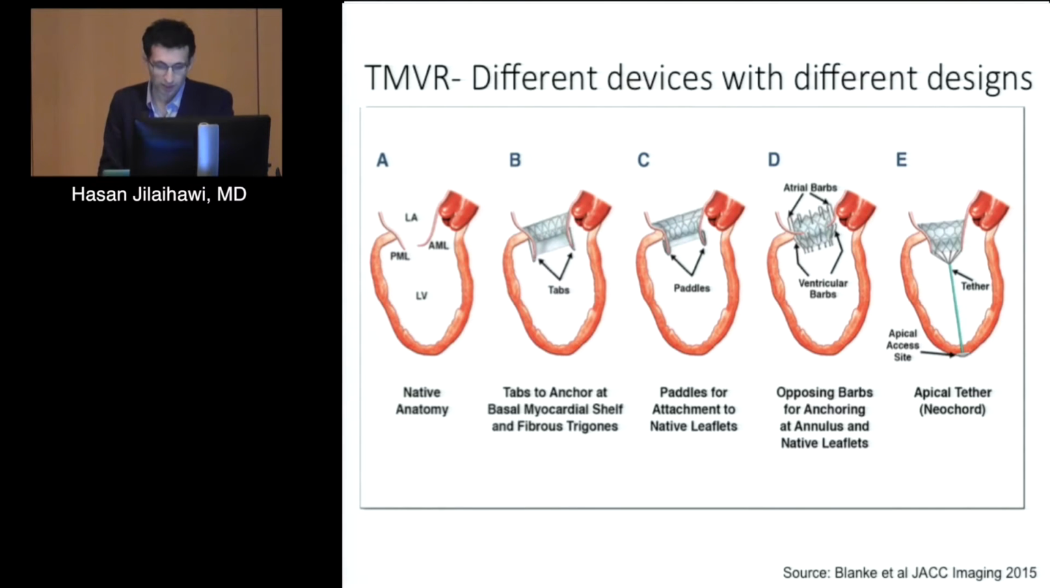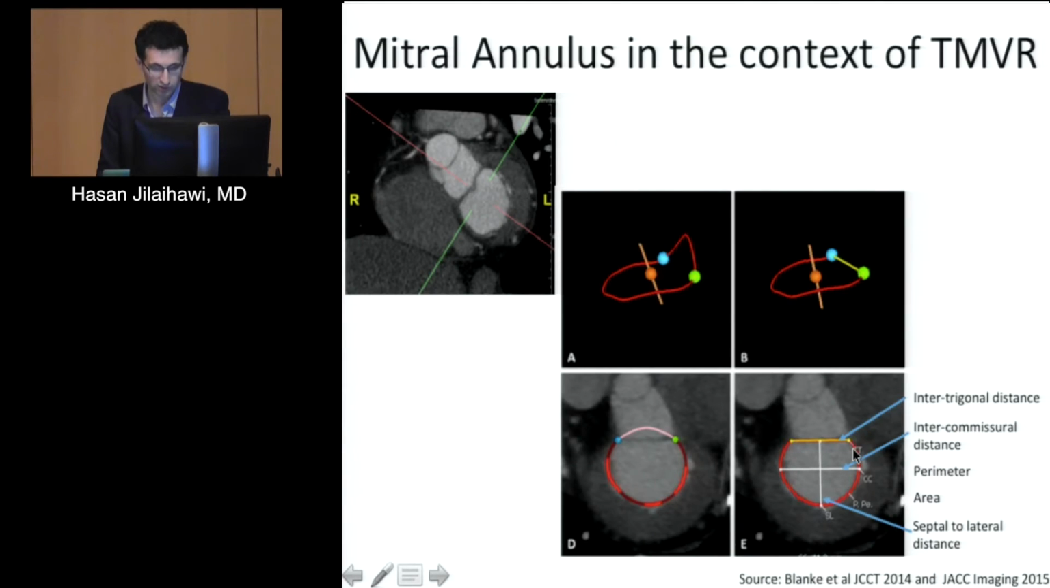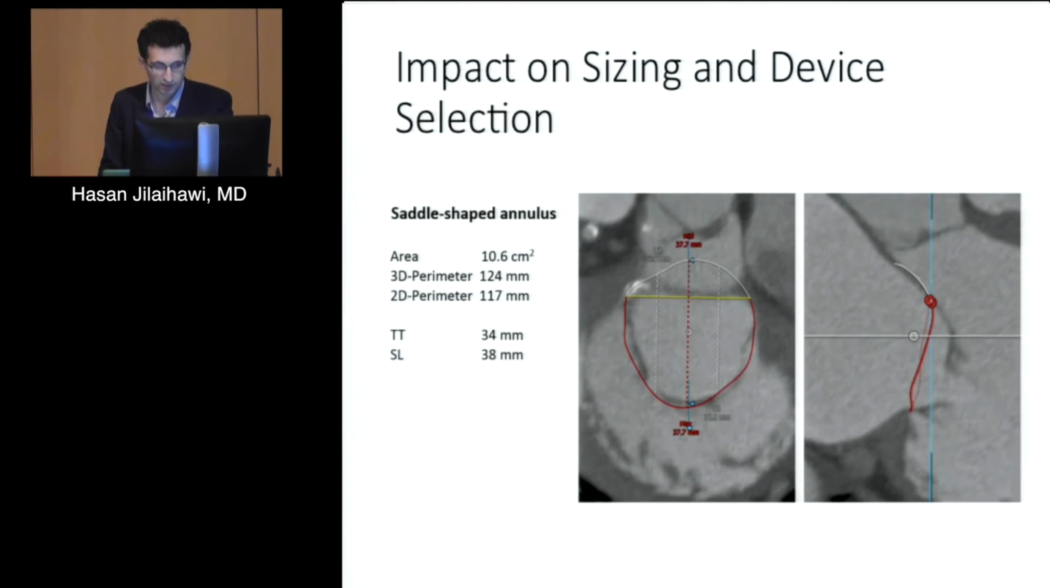So with regard to TMVR, we have a number of different devices, as some of the prior speakers mentioned. Each of these will have nuances that will be relevant by CT, but I think CT will address all of these questions in some detail. How we are sizing the mitral annulus is also an issue of debate. There are a number of parameters we can measure, and all of these can be looked at in advance, but ultimately we have to decide in these studies how we're going to size.